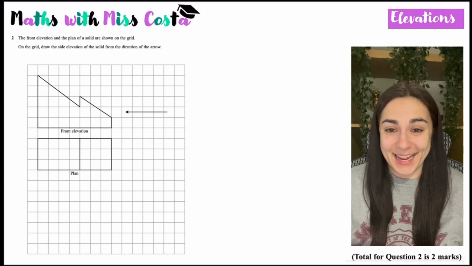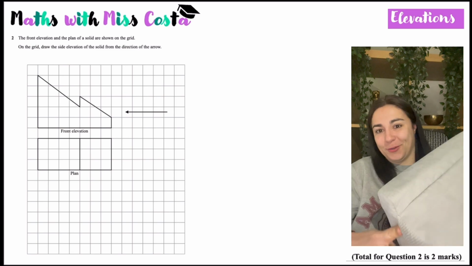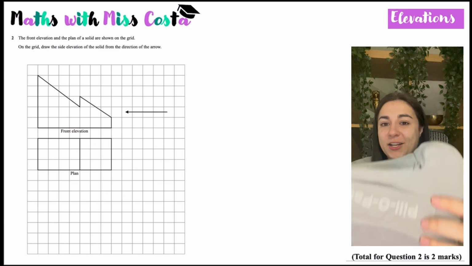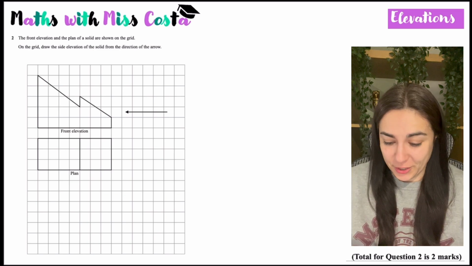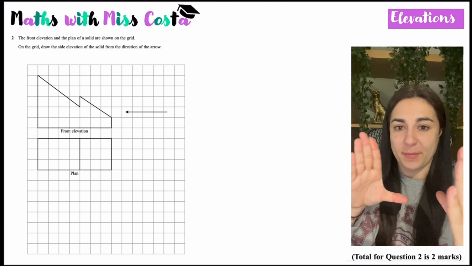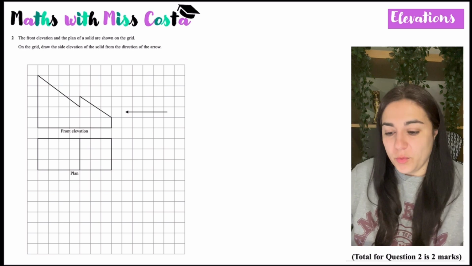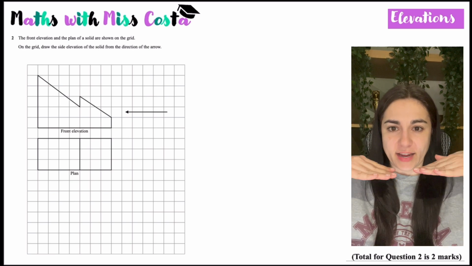So the next question is an elevations question. All elevations means is you have a solid object. If you think about it, what does it look like from one side? What does it look like from above? What does it look like from another side? So picture your 3D object and then think about what it would look like if you rotated it. I'm told that the front elevation and the plan, which is the aerial view, are shown.